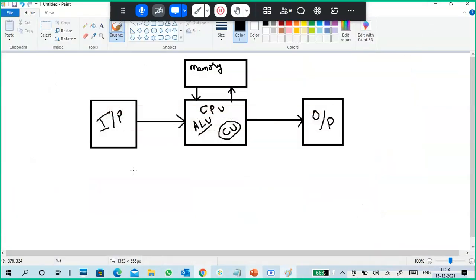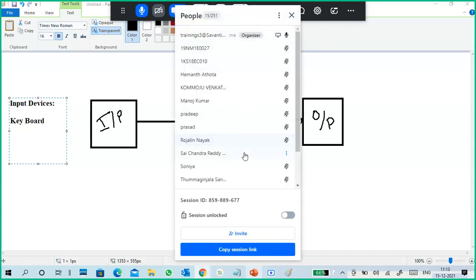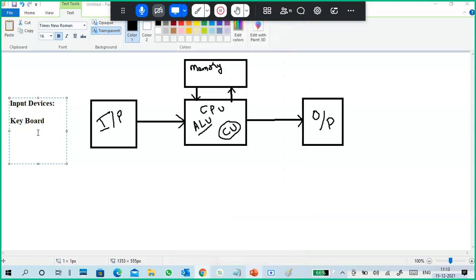Okay, so from you we'll start. First of all, I want to start with the input devices list. What is a standard input device? Keyboard. You can tell parallelly also. No problem. Okay, so one of the input devices is keyboard. Guys, can you tell me other input devices?